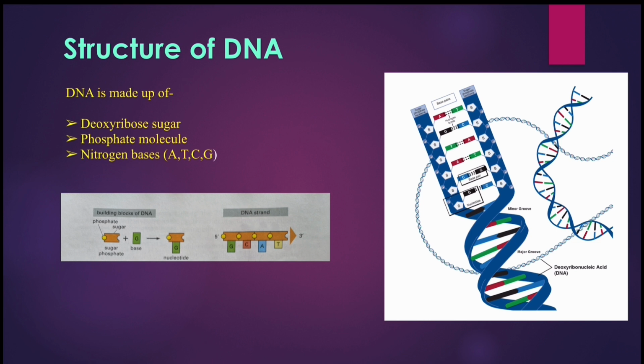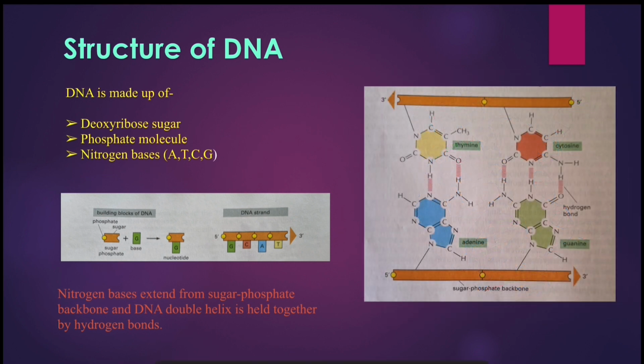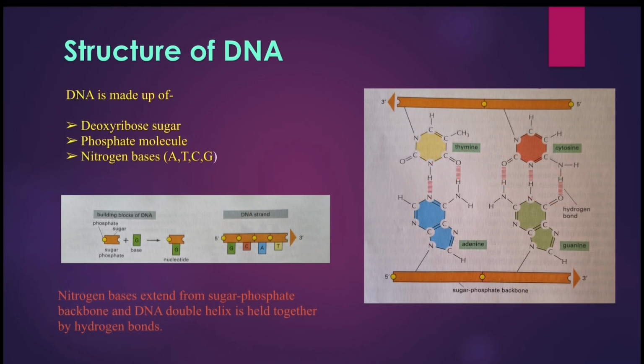DNA or deoxyribonucleic acid is made up of three elements: deoxyribose sugar, phosphate molecule, and nitrogen bases, namely adenine, guanine, cytosine, and thymine. As we can see in this picture, the sugar and phosphate molecule produce the sugar phosphate backbone from which nitrogen bases extend. The DNA double helix is held together by hydrogen bonds. Adenine and thymine are held together by two hydrogen bonds, whereas cytosine and guanine have three hydrogen bonds between them.